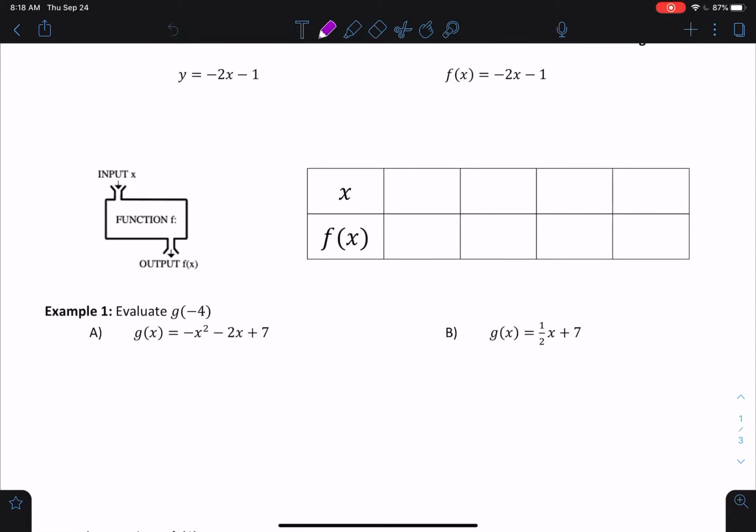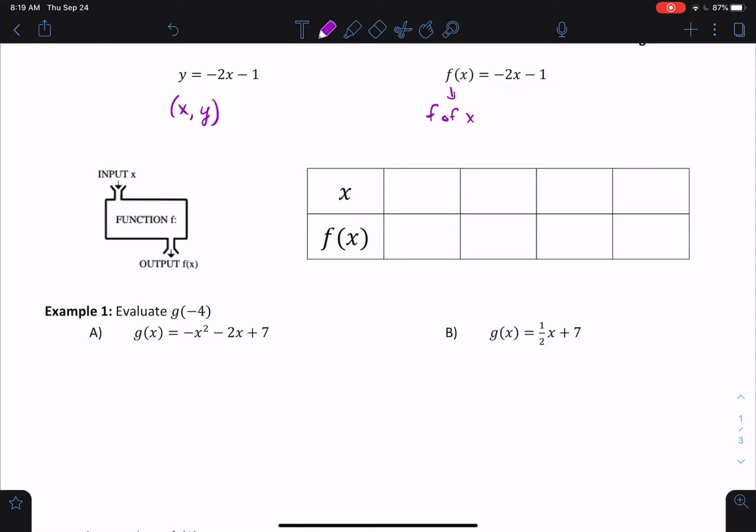Hello everyone, so in this video we're going to be talking about function notation. Function notation is just another way of writing a function. So we see y equals negative 2x minus 1, so we input an x and we get out a y. Function notation just replaces the y with something called f of x. So this is pronounced "f of x."